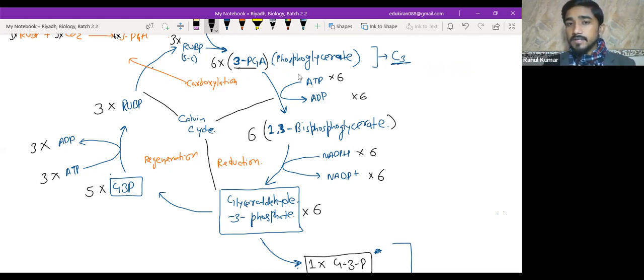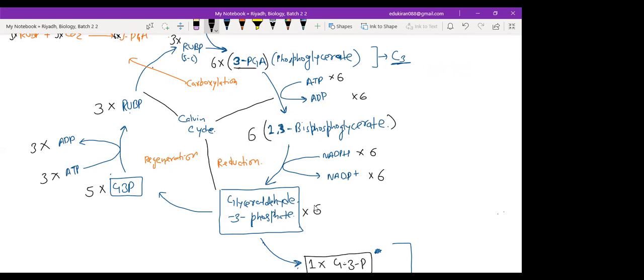This 3 PGA, after utilizing energy from the ATP, so ATP comes and ADP goes out, and the phosphate gets added to this 3 PGA. It becomes 1,3 bisphosphoglycerate. So it was 3 phosphoglycerate. Now it became 1,3. Now there are 2 phosphates, so it becomes 1,3 bisphosphoglycerate. Is it clear?